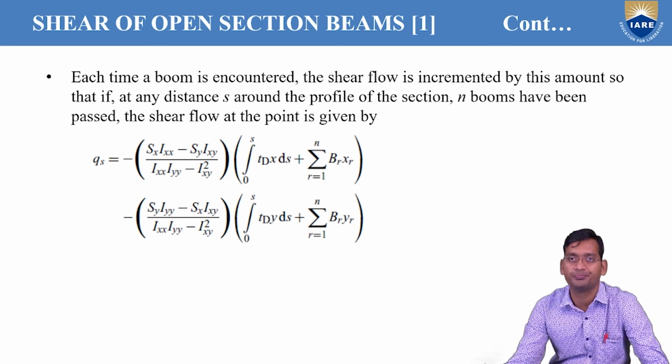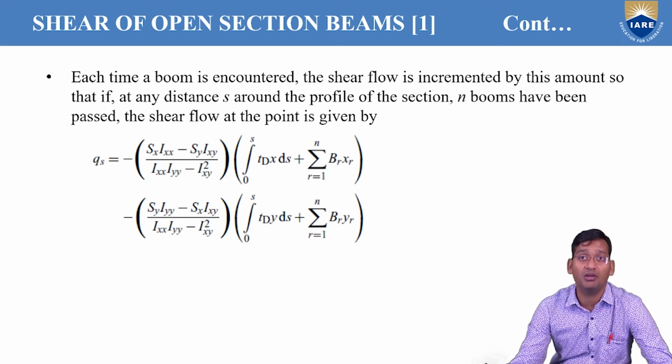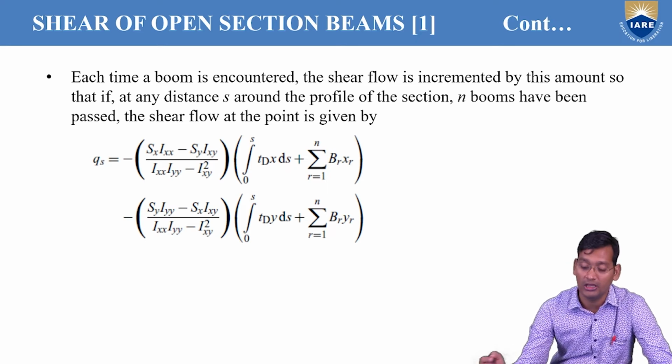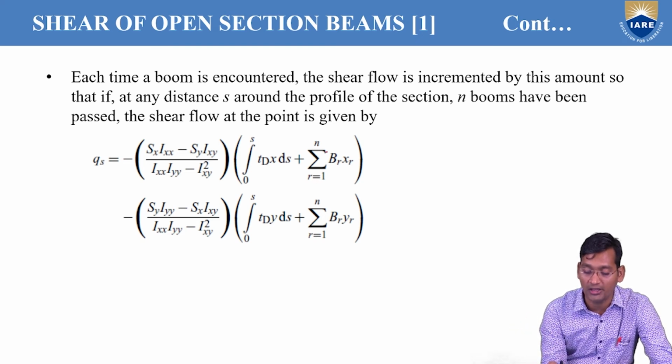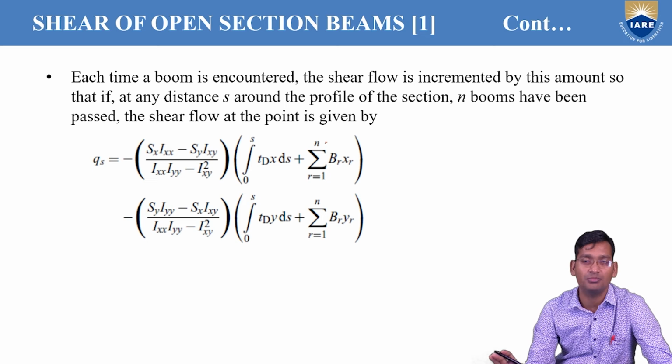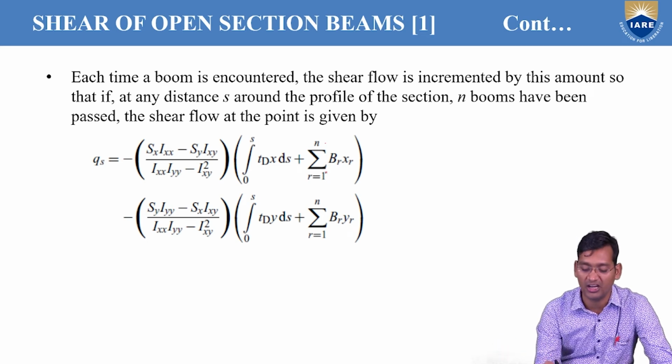Now, each time a boom is encountered, the shear flow is incremented by this amount, so that if any distance s around the profile of the section and booms have been passed, the shear flow at the point is given by the sum over the number of booms, r equals 1 to n. We just take whatever the number is; if 5 is there, then r equals 1 to 5, and this one will be B1 x1 plus B2 x2 plus B3 x3.